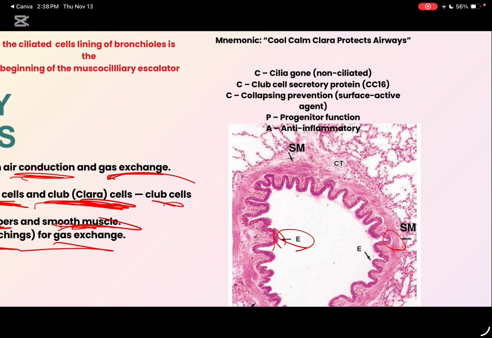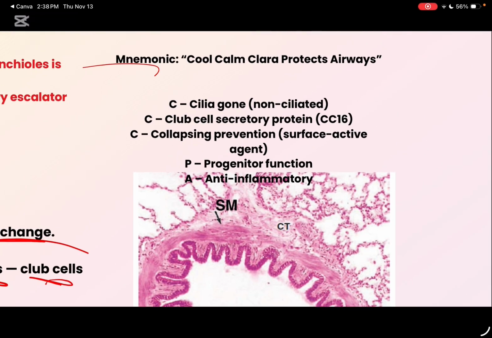I'll leave you with this word. I said it a lot. It's the thing of the day, of this concept: cool, calm, Clara, protects airways. Consider this a girl, she's very cool, she's calm, and she protects the airways. She's just the hero of the day.